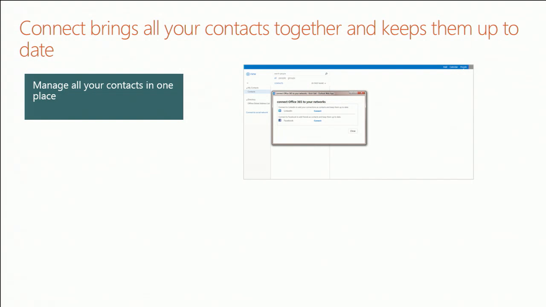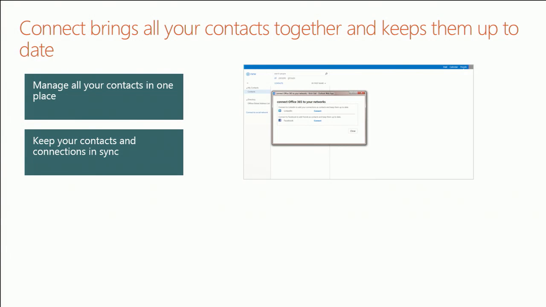And with the power of contact linking, you'll be able to connect multiple pieces of information together, so you always see a complete picture of the people that you want to communicate with. You can keep all these contacts in sync. We have a process that goes and updates the information of your contacts twice a day.